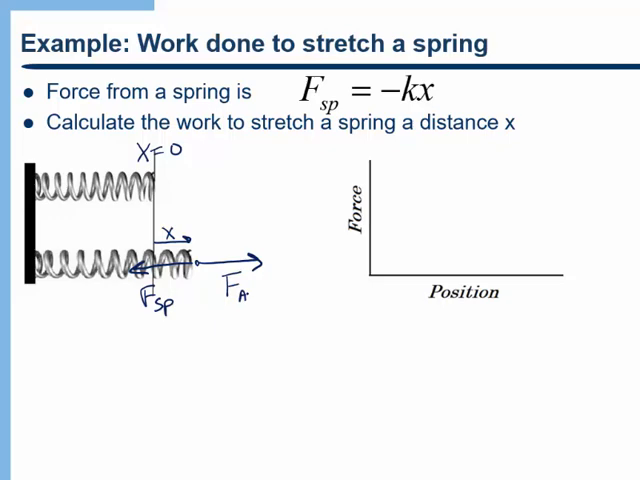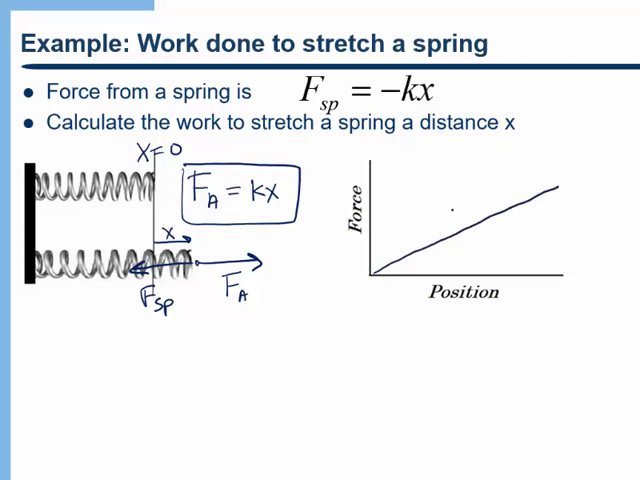And if we're just stretching that spring with a constant velocity, then the force that we have to apply to stretch it is just kx. In other words, it's equal to the force that the spring exerts. So let's calculate the work that we do to stretch the spring a distance x. Well, here's the force. Let's plot that versus position. You'll notice that what we get is a straight line. Notice the slope of our graph is just k, the spring constant.